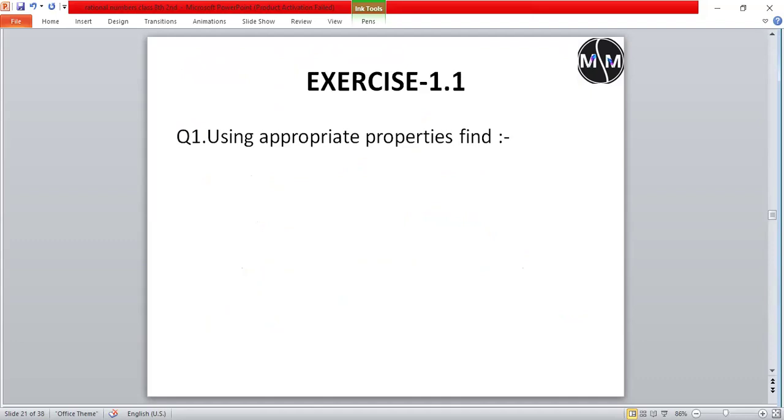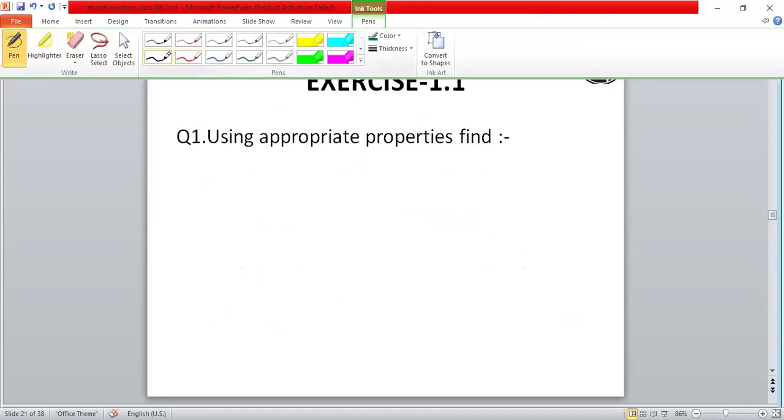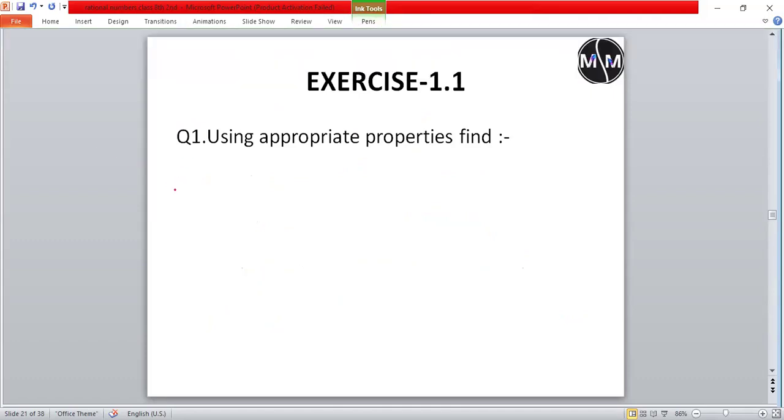First question is question number 1. Using appropriate property, find what we have to find. Okay, the first question is here: minus 2 by 3 multiply 3 by 5 plus 5 by 2 minus 3 by 5 multiply 1 by 6.